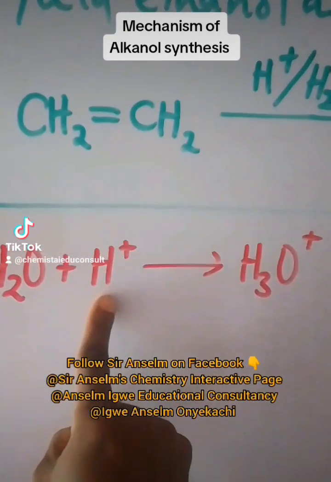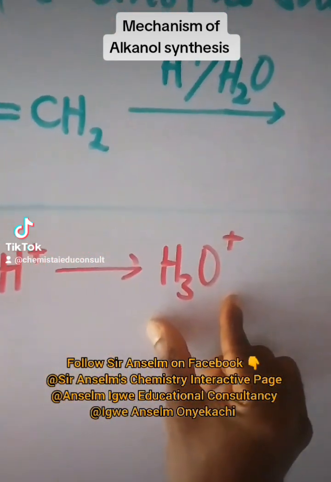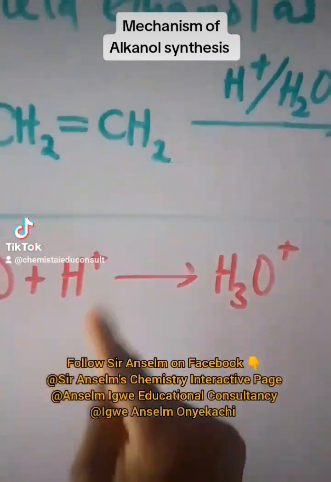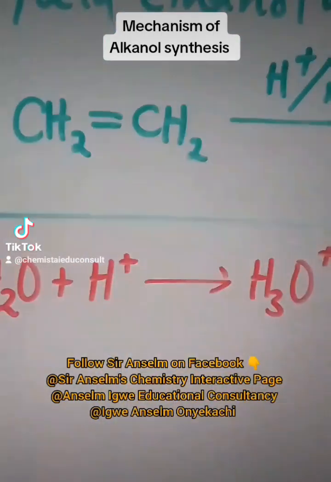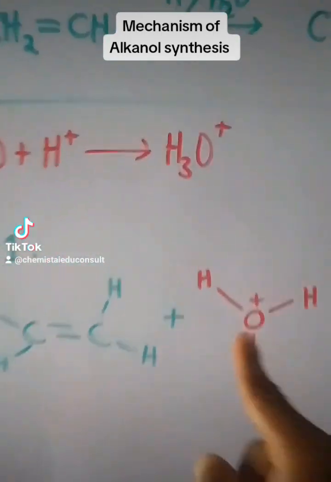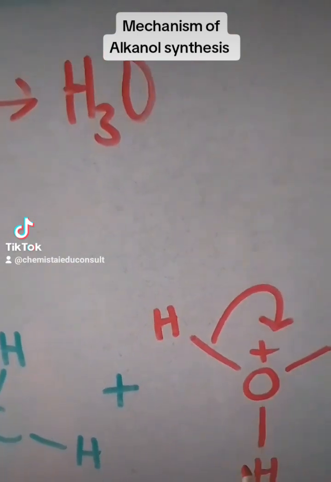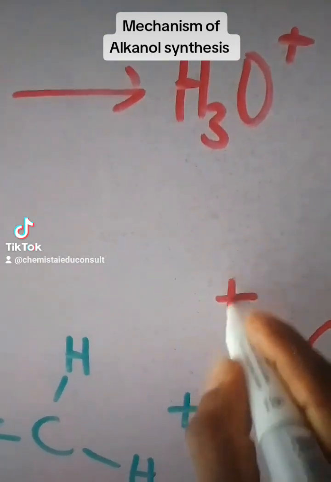So water reacts with the proton to establish a dative bond to form the hydroxonium ion. Now, in the first step, the hydroxonium ion is going to attack the ethene. The hydroxonium ion is going to protonate the ethene, as shown. So one of the protons in the hydroxonium ion is going to leave its bond pair electrons with oxygen, which has a positive charge. And when that is done, the hydrogen becomes positive.